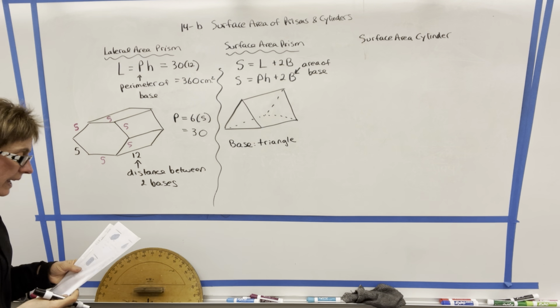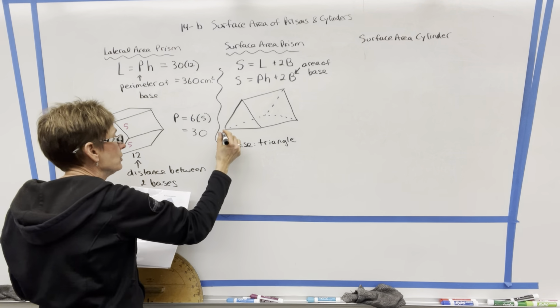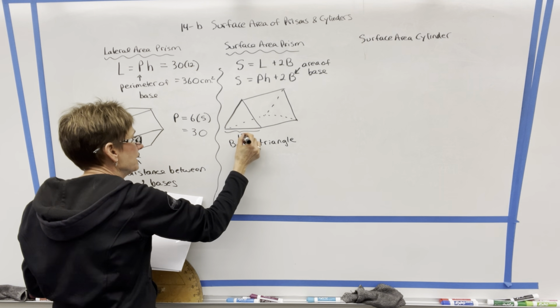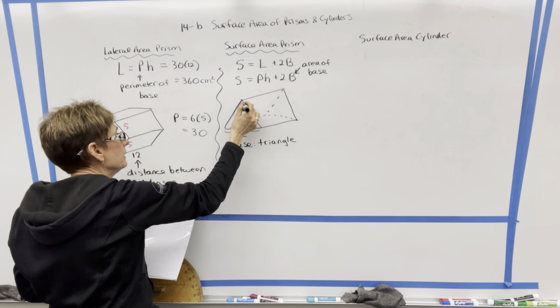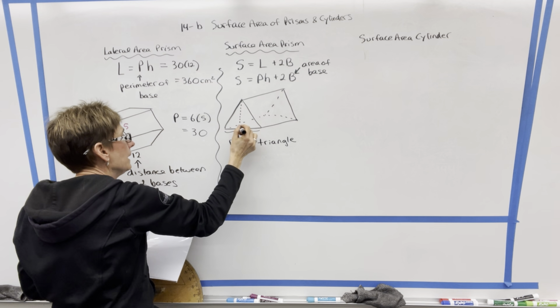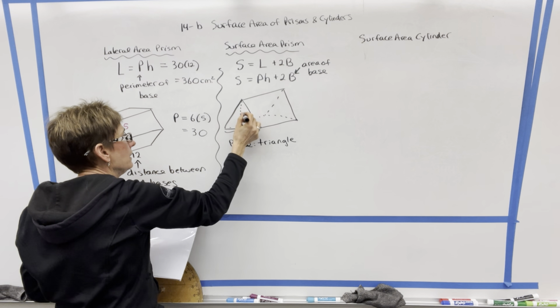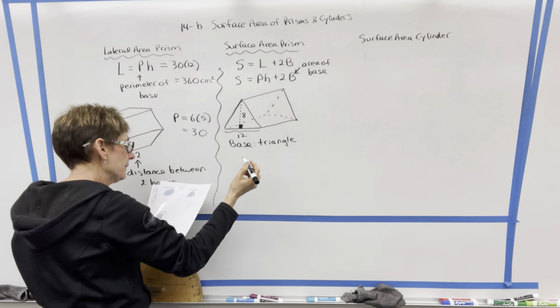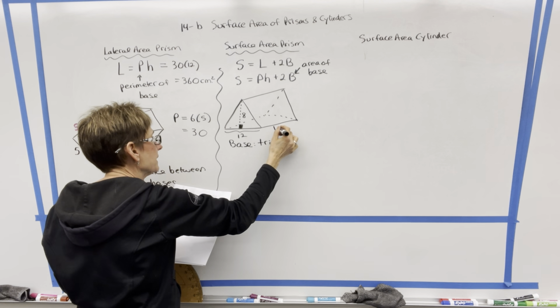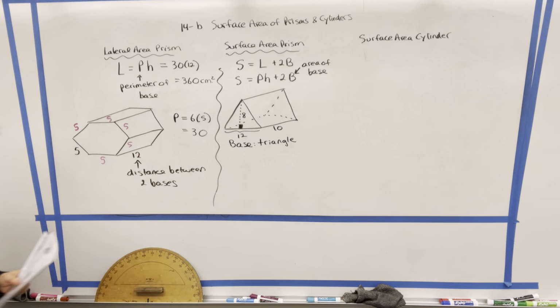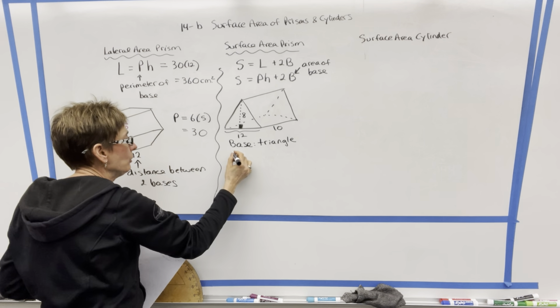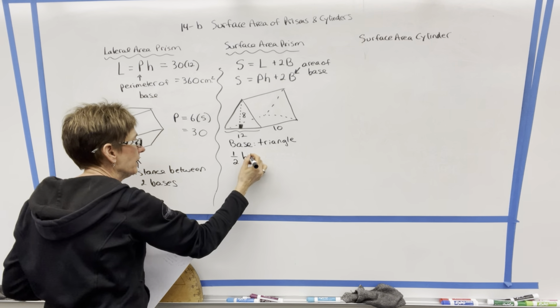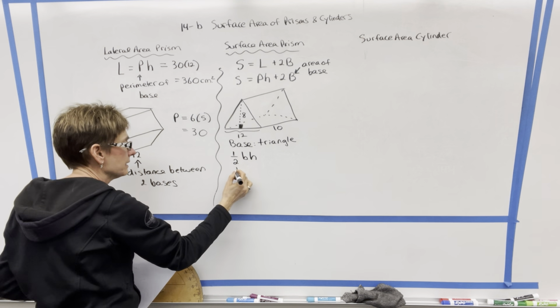So I'm going to go ahead and give this figure some dimensions. Let's say that this length is 12 here, and we have a height of the triangle of 8, and then this length right here is 10. Now, to find the area of this triangle base, my formula is 1/2 base times height.